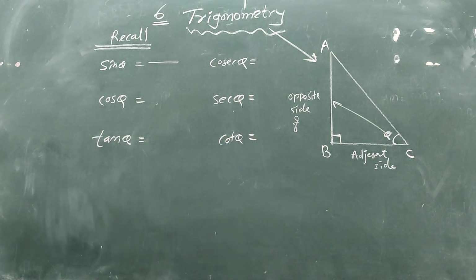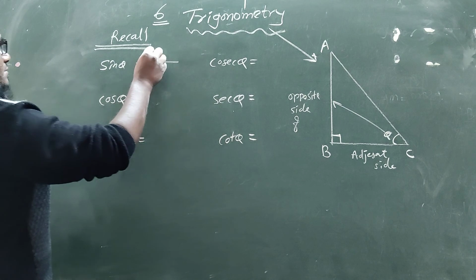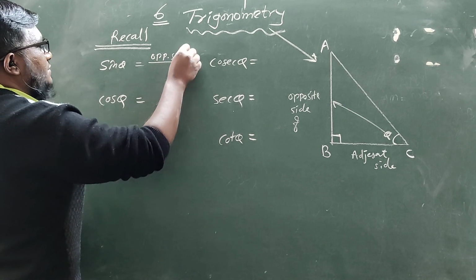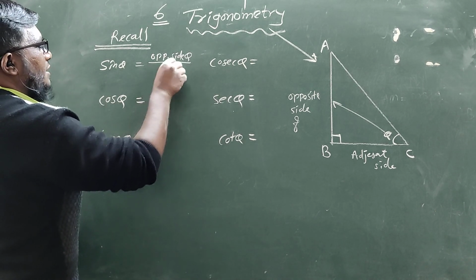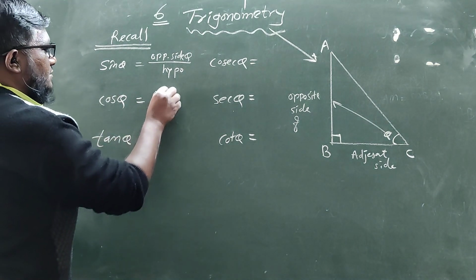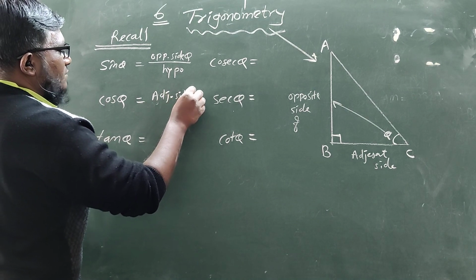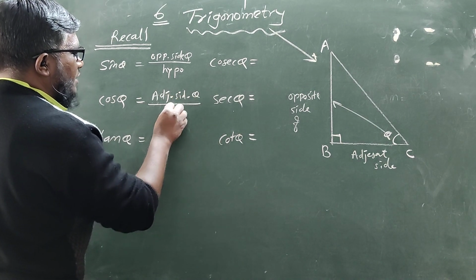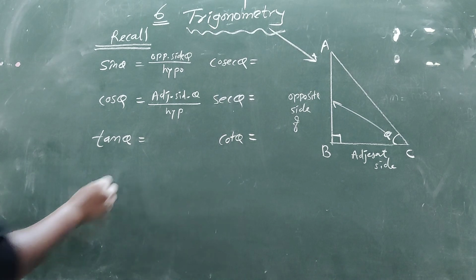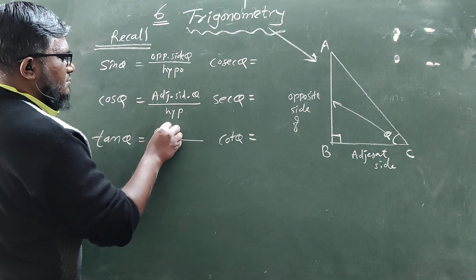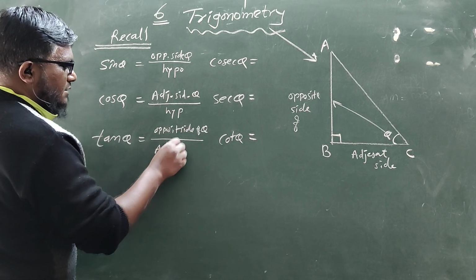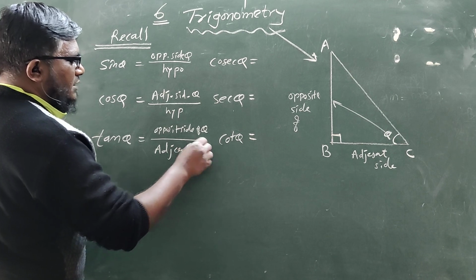Now, in 9th standard, we have all seen the ratios related to sine theta. The formula for sine theta is the opposite side of theta divided by hypotenuse. Now, cos theta is what? Adjacent side of theta divided by hypotenuse. Now, the third one is what? Opposite upon adjacent. Tan theta is the opposite side of theta divided by the adjacent side of theta.